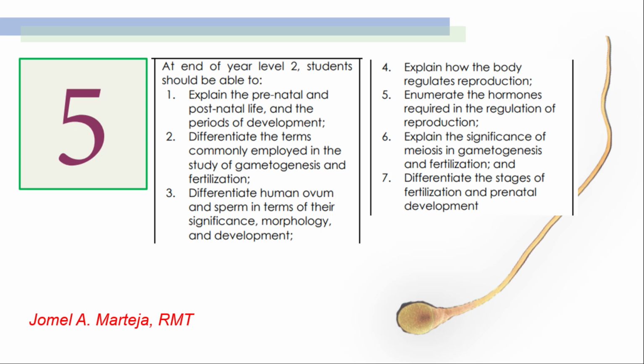Number 3, differentiate human ovum and sperm in terms of their significance and morphology and development. 4th, explain how the body regulates reproduction. 5th, enumerate the hormones required in the regulation of reproduction. 6th, explain the significance of meiosis in gametogenesis and fertilization. And number 7, differentiate the stages of fertilization and prenatal development. So let's begin. Are you ready? Are you excited?